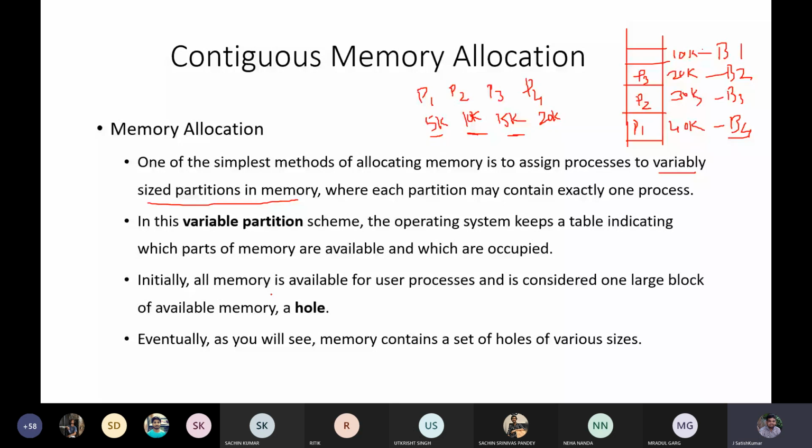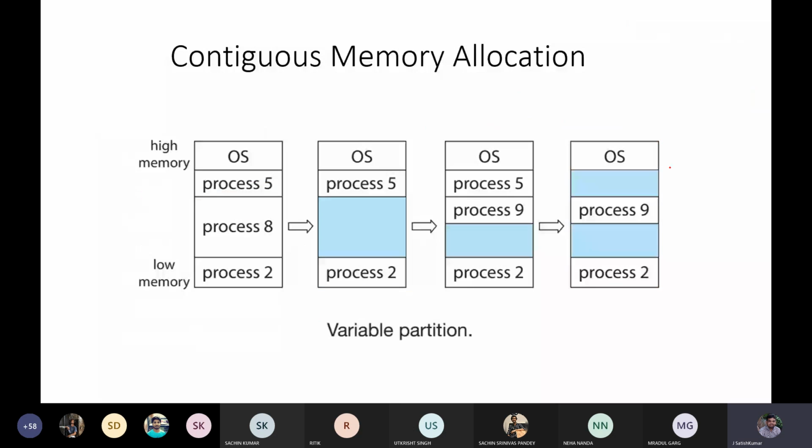Initially, when the memory is available for the user process, one large block is available. We'll call that a hole. Eventually, you will see that memory contains a set of holes of various sizes. Once this block is divided, we will see blocks of various sizes. In which order a particular process will be allocated to a particular block is again an interesting problem. That's where the contiguous memory allocation comes into the picture.